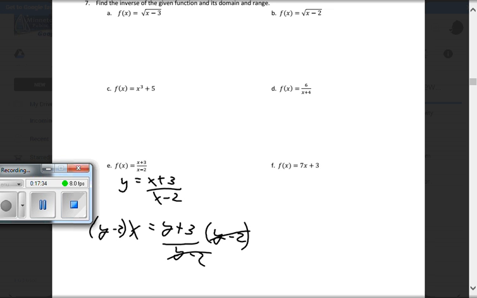X times y is xy. Minus 2 times x is 2x. Equals y plus 3. Okay, now, if I'm going to try to get this y alone, remember, we're trying to solve now for y, because we reversed x and y, and now we're trying to solve for y.